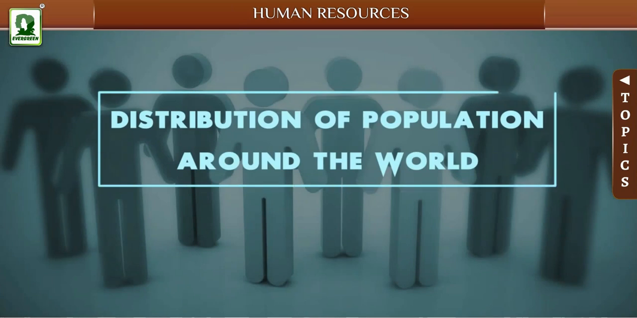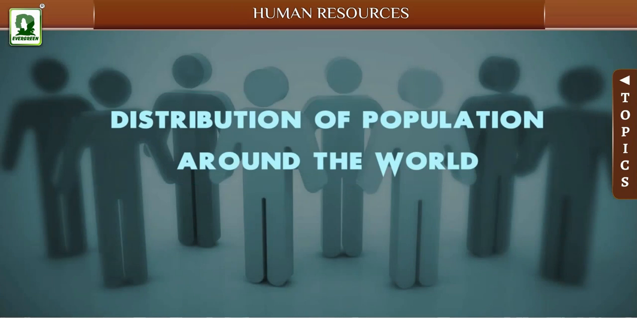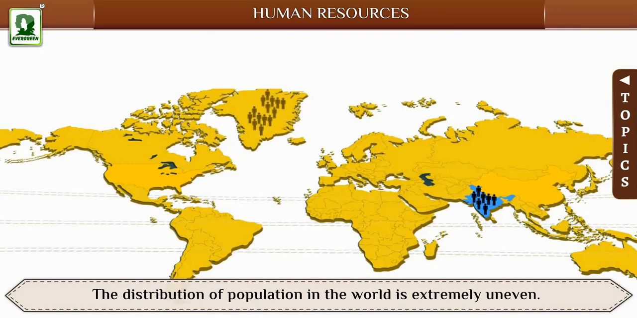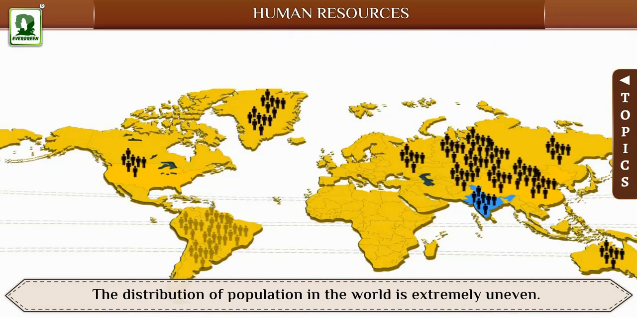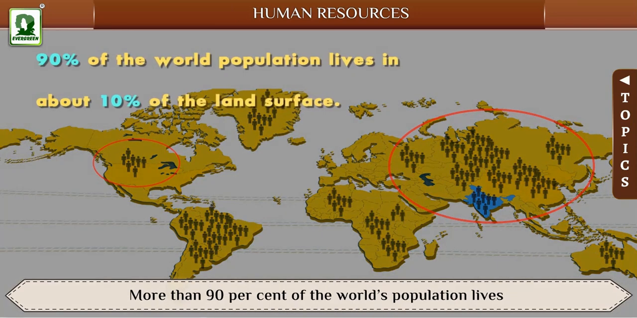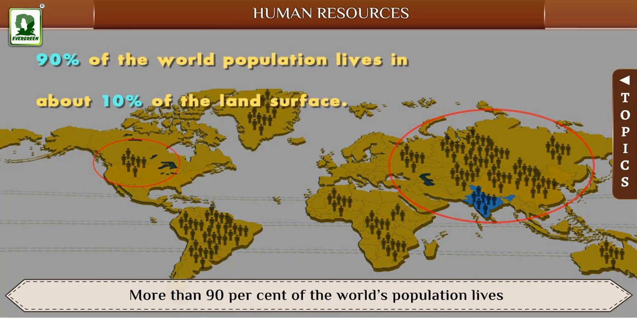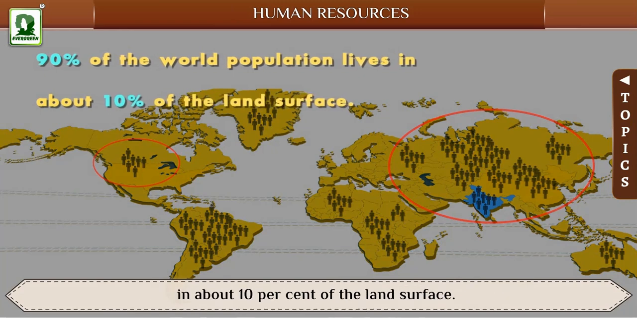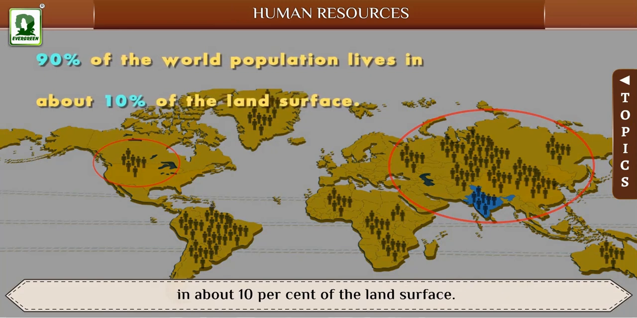Distribution of population around the world. The distribution of population in the world is extremely uneven. Some areas are very crowded and some are sparsely populated. More than 90% of the world's population lives in about 10% of the land surface.